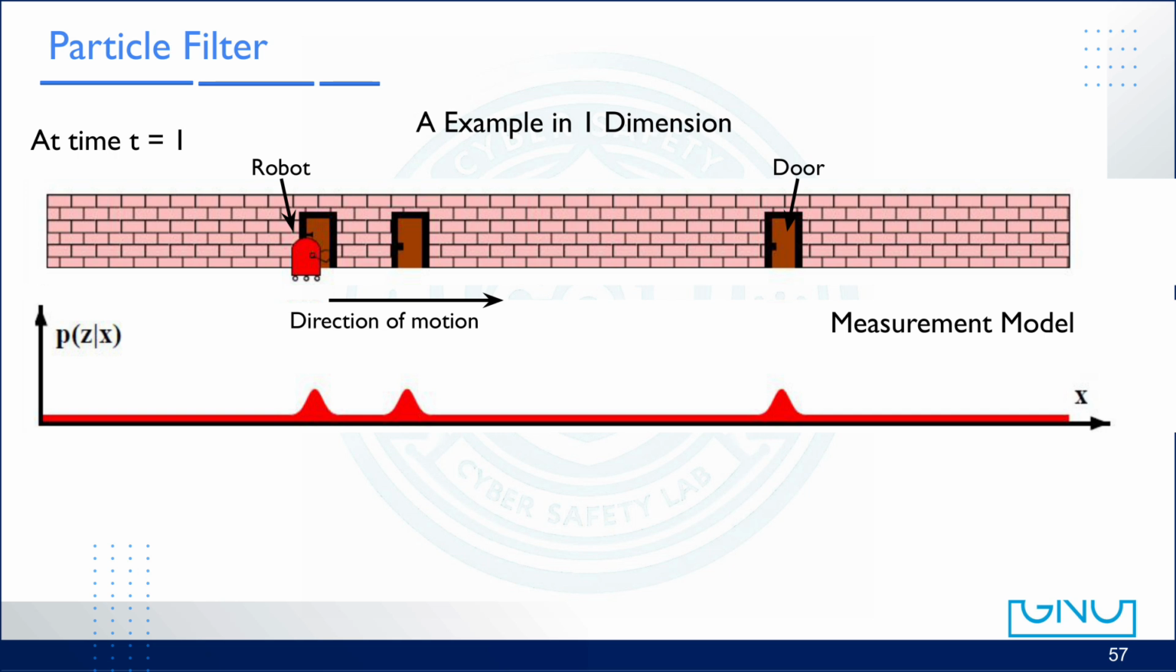This distribution, with several possible high likelihood positions, is the foundation of probabilistic localization. It captures uncertainty not as a single guess, but as a distribution over many hypotheses. This idea is essential for Monte Carlo localization.